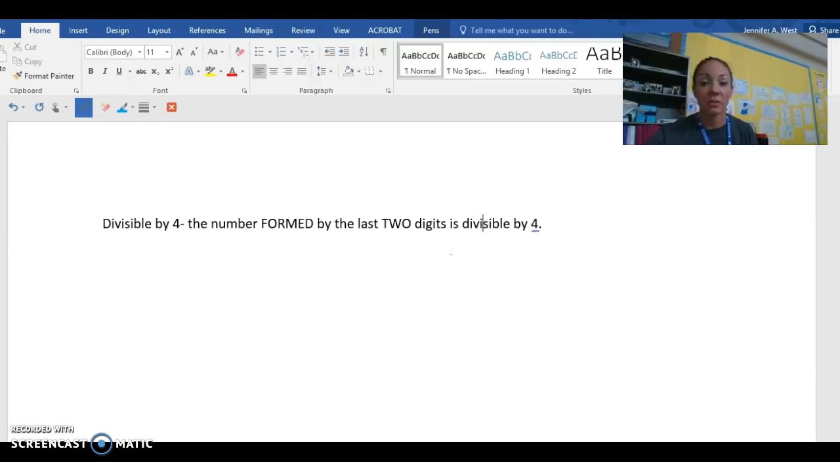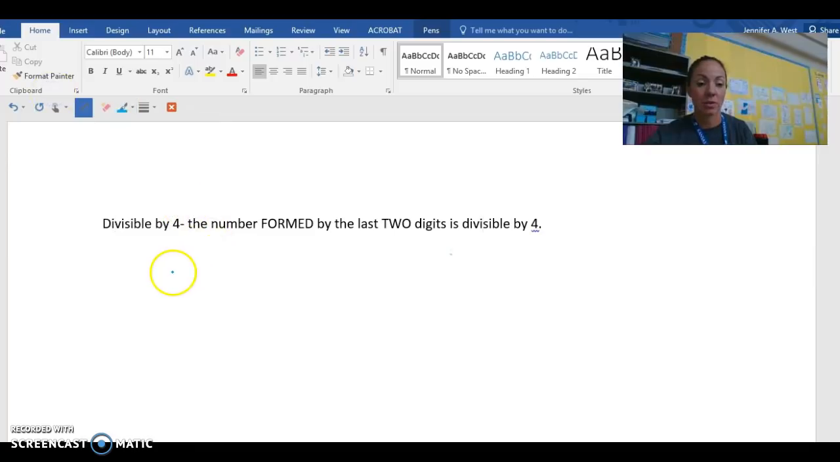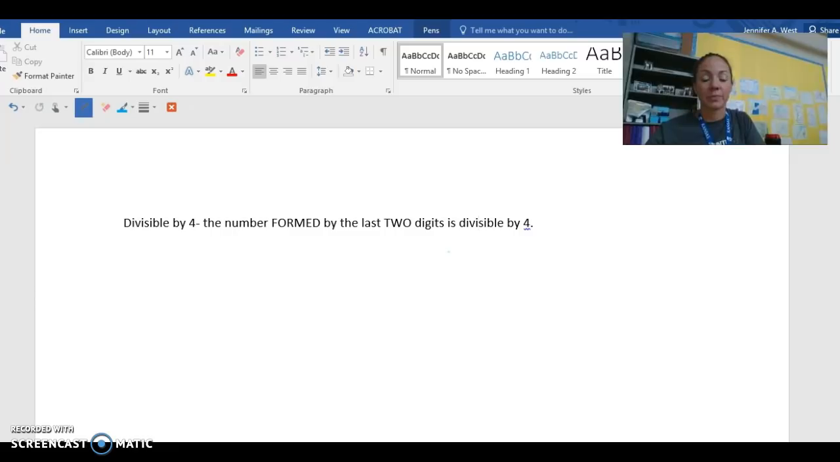For a number to be divisible by 4, the number formed by the last 2 digits is divisible by 4. So let's take a look at the number 500. Okay, so the number formed by the last 2 digits is divisible by 4. That's how you know when a number is divisible by 4.